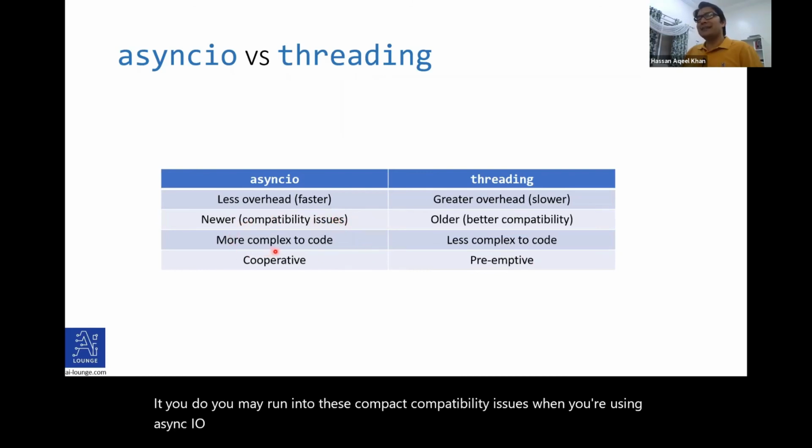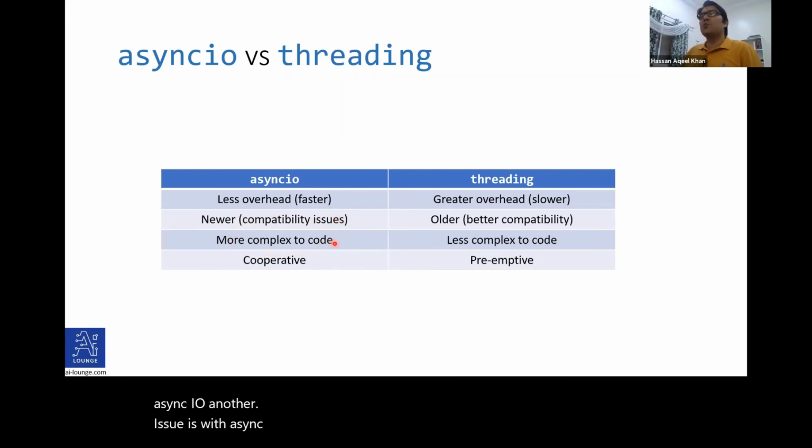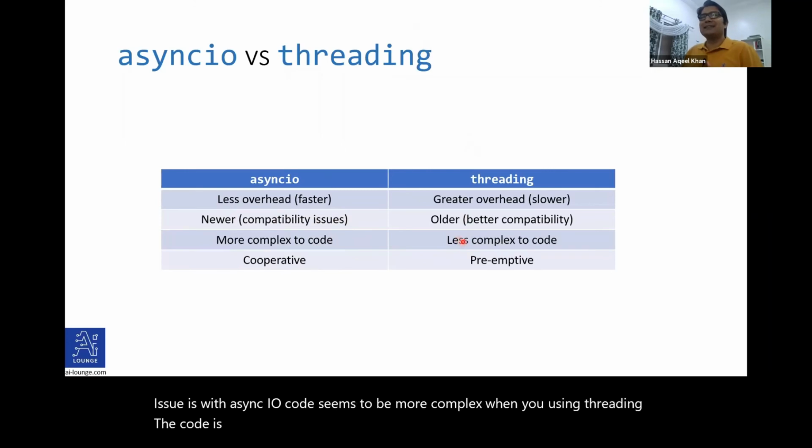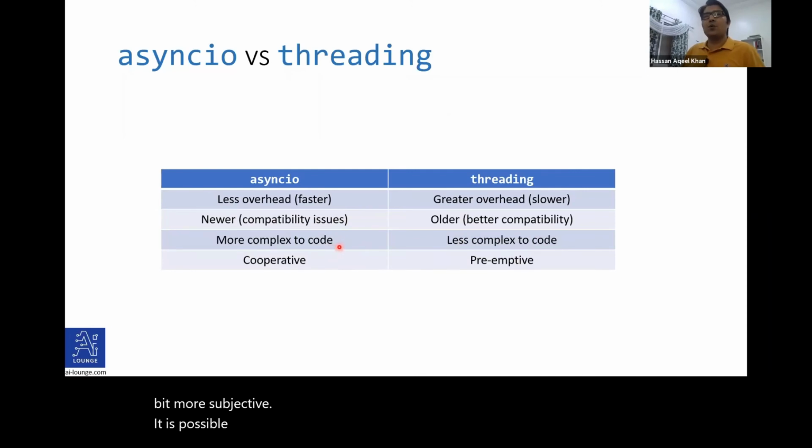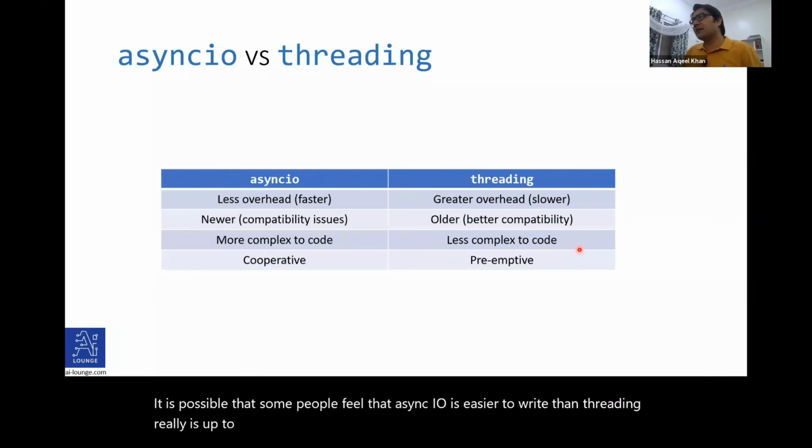issue is with async IO, your code seems to be more complex. When you're using threading, the code is less complex, okay? But again, this is something which I feel is a bit more subjective. It is possible that some people feel that async IO is easier to write than threading. It really is up to you. It's more of a personal kind of a thing.